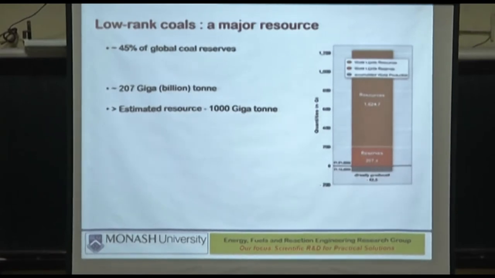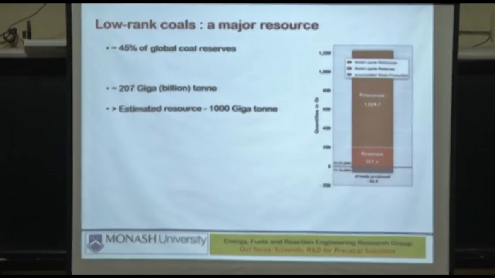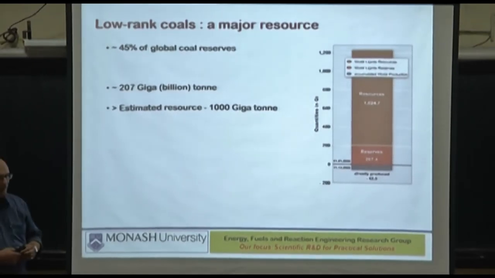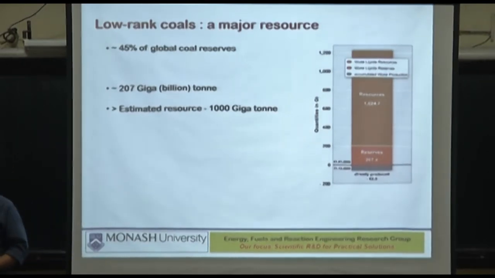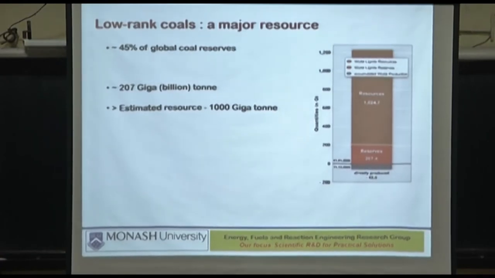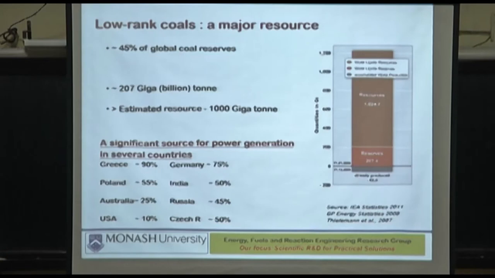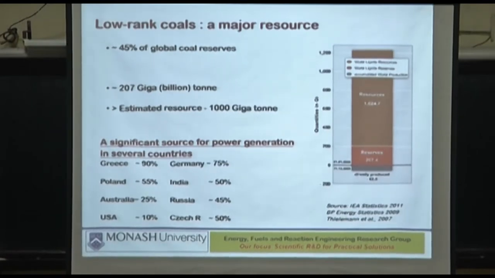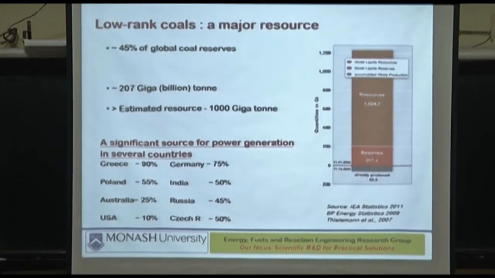Estimated resource about, there is a difference between resource and reserves. Resource is about 1,000 gigaton, and these things can change depending on the price of the coal. If the price goes up, then the economically proven reserves go up. So if the electricity price goes up for whatever reasons, then you will see a lot of different companies start developing new mines, new sources, all sorts of things. If the price is depressed, then they will not touch anything. So it's purely economics. So the low rank coals are actually a strong part of many, many countries' power generation.